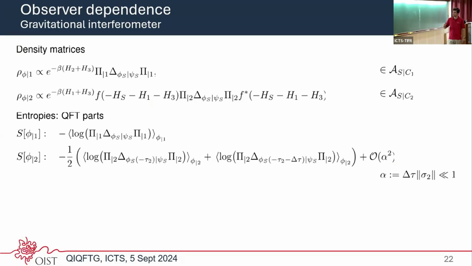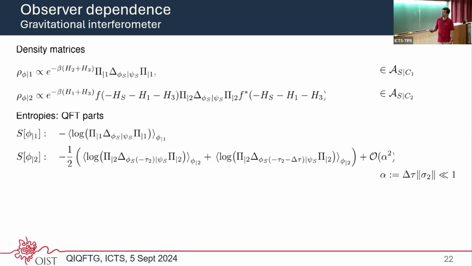So if we make some assumptions, and we just look at the QFT part, so we ignore these exponentials here in front and only look at these parts of the density matrix, then the entropy part, the QFT part for observer 1 is fairly straightforward, just a log of the modular Hamiltonian conjugated by these projectors that make sure that the constraint is satisfied.